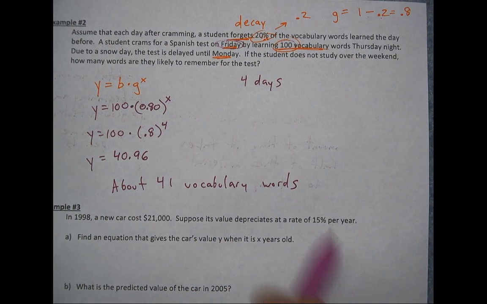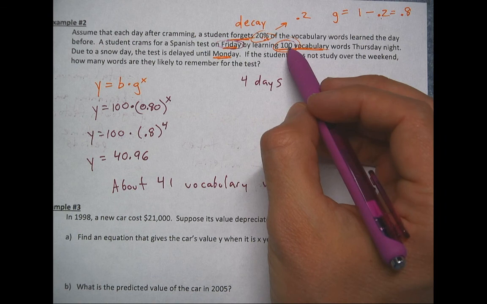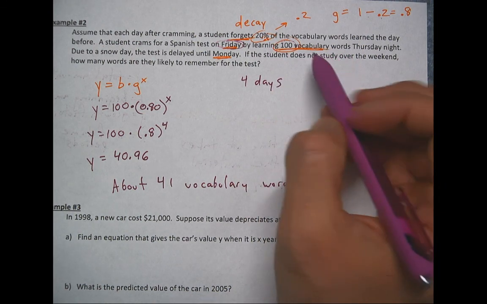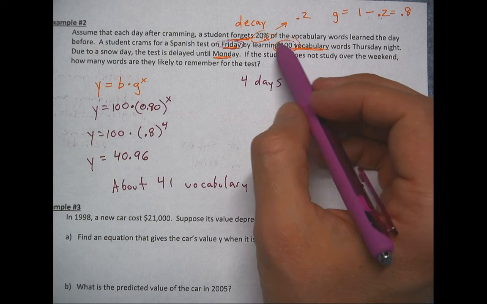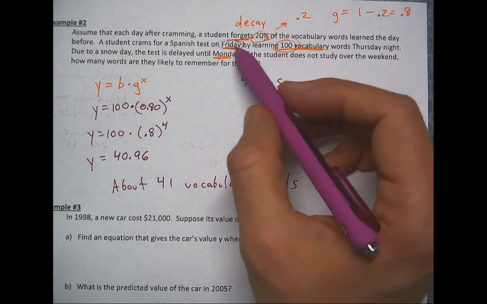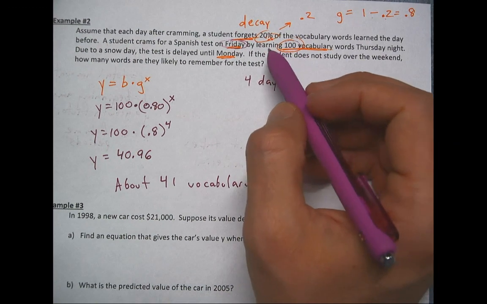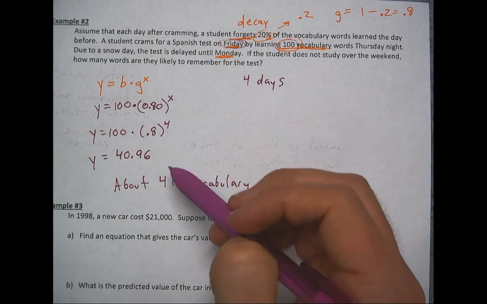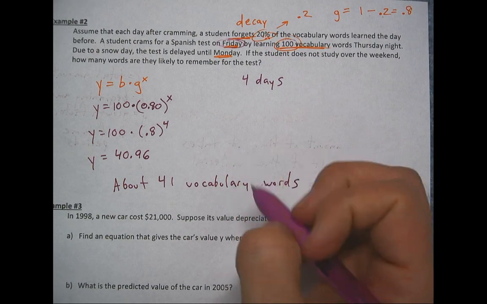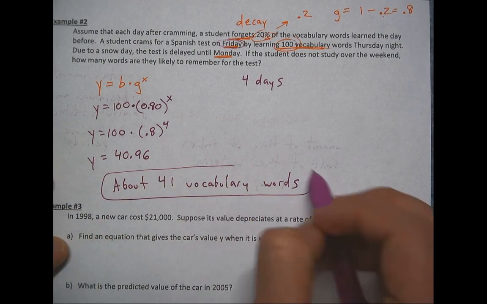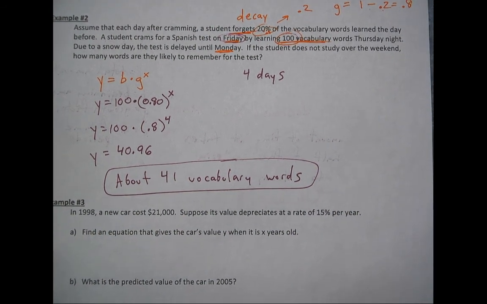Think about if it was just one day. If you started with 100, after one day, they've forgotten 20% of that. So 20% of 100 is 20. And so how many words would they know? They would know 80. So if they had taken it Friday, only one day since they studied, they would know 80 words. But by the time Monday comes around, again, it doesn't go down 20 every single day, 20%. Okay, 20% of 80, then 20% of that number. We've gone down by Monday to 41 vocabulary words.